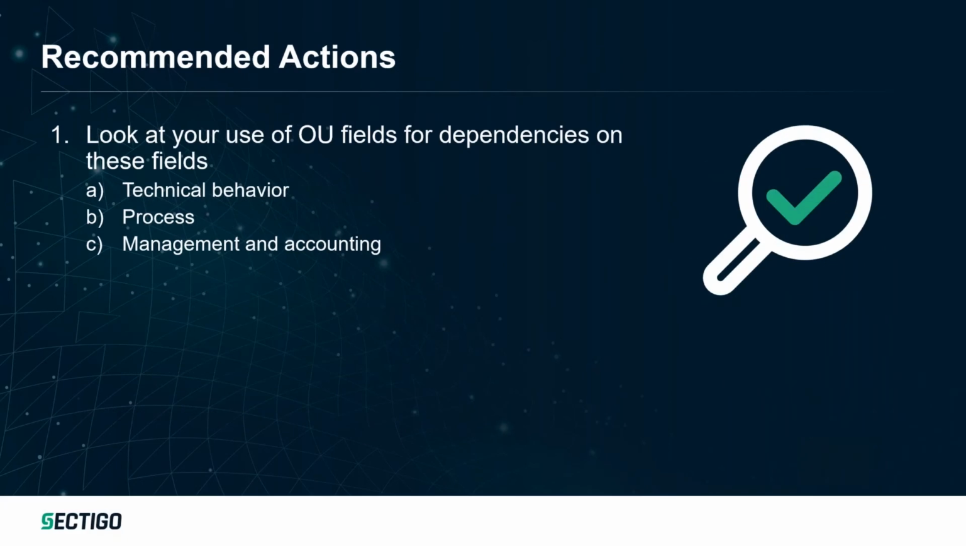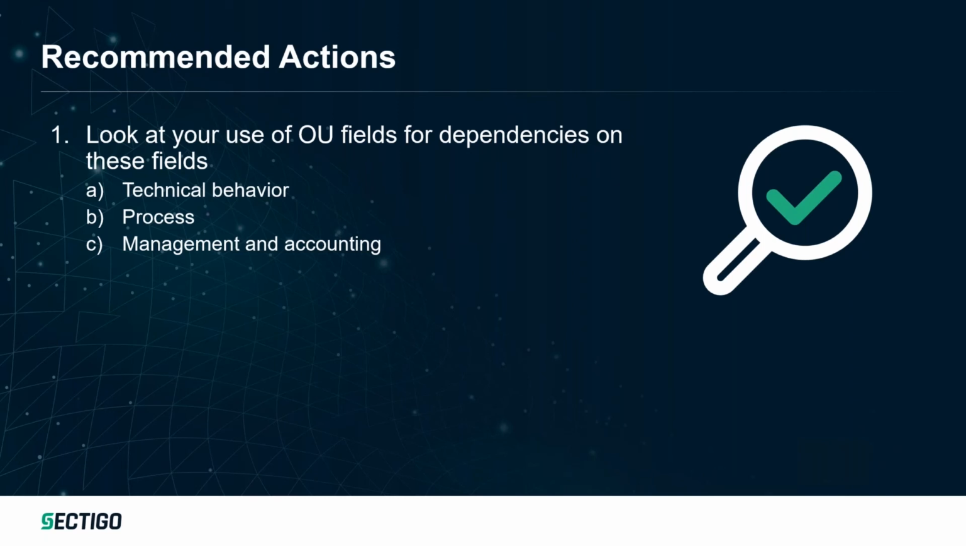So what are the recommended actions? It really comes down to OU fields. When you look at everybody here, go away and satisfy yourself that OU fields are not something that your organization depends on. And this could be a bunch of things. It could be technical. I have software that's looking for the contents of this field, and based on the contents of this field, it's behaving differently. And if there's no contents in the field, then it shuts down. That would be technical behavior.